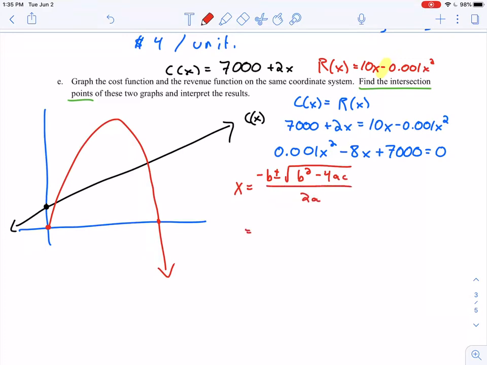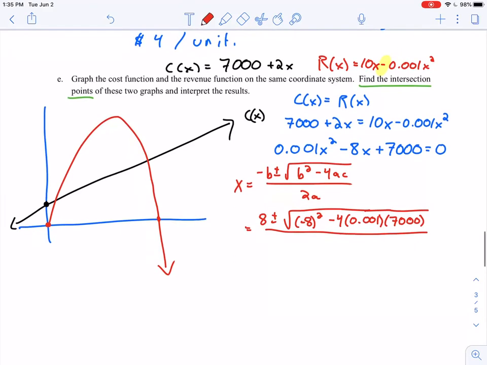So in this case, x is equal to opposite b, so opposite negative 8 would be positive 8, plus minus the square root of negative 8 squared, minus 4 times a is 0.001, times c, that's 7,000, all over 2a, that's 2 times 0.001. And now we just need to be careful with our arithmetic here. 8 plus minus square root negative 8 squared, I've got 64 there. Here, 7 times 4 is 28. Yeah, that looks good.